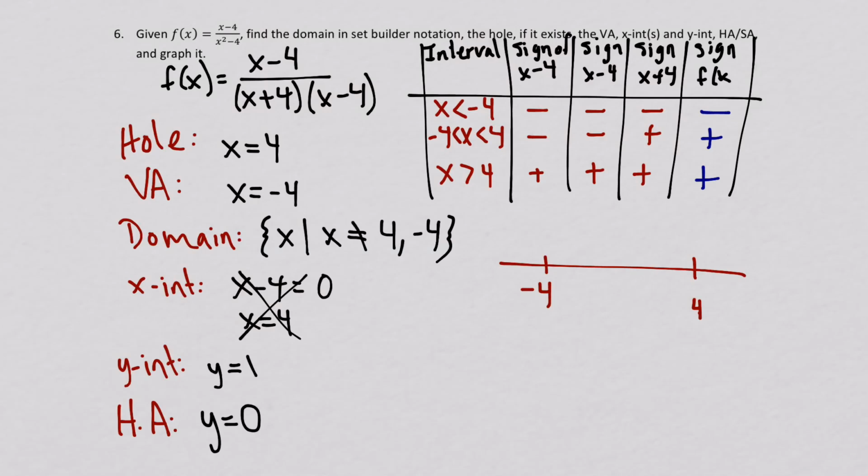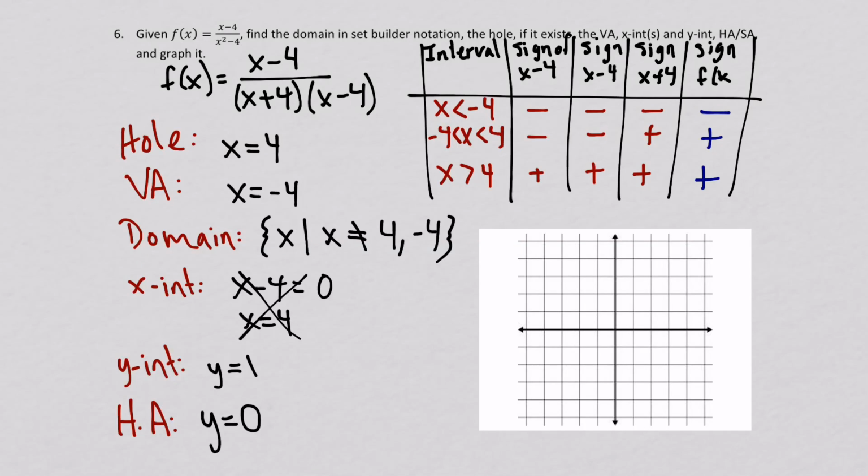Okay? And now we can put it all together into our graph. Okay, so let's start with the vertical asymptote. X equals negative 4. So I'm going to draw a vertical asymptote. X equals negative 4. Right here.